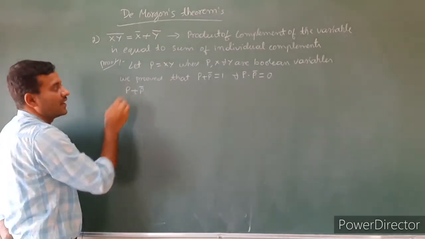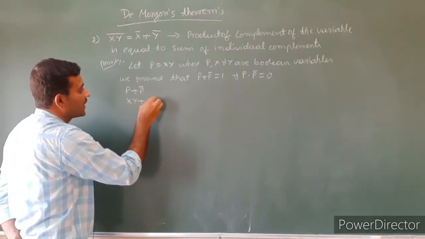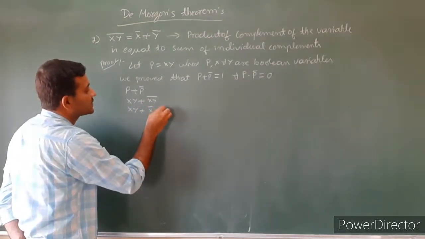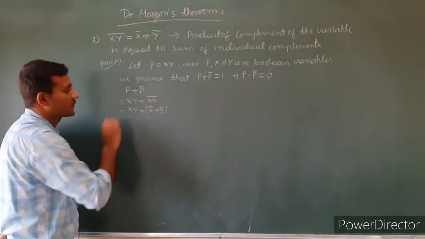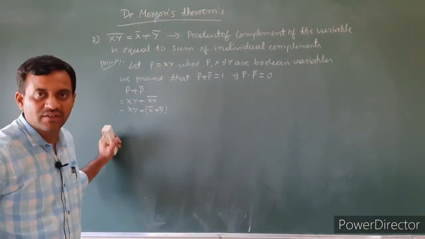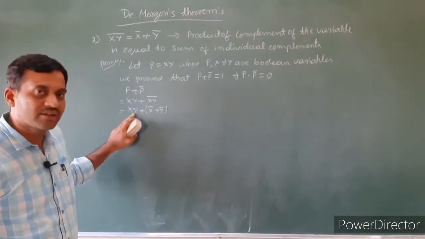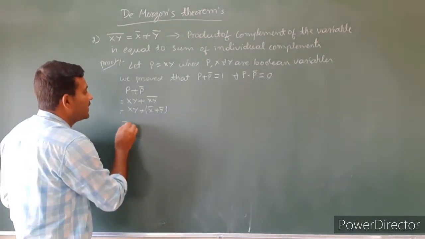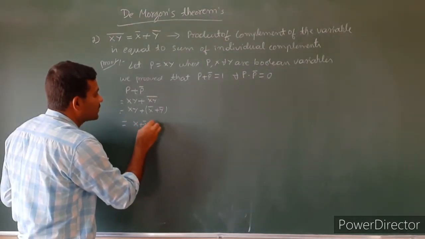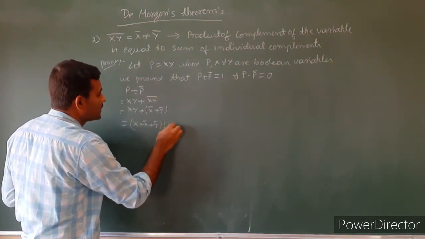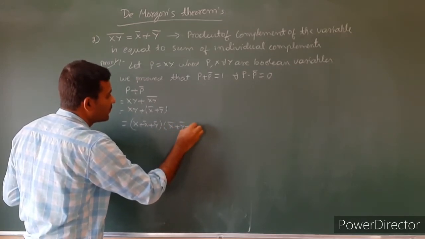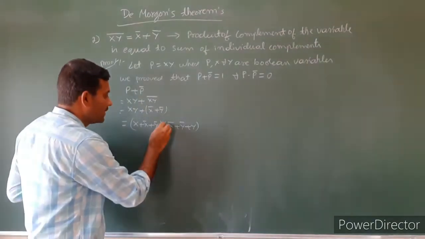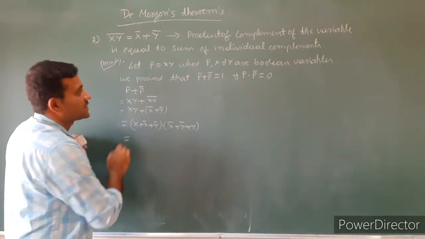What is the value of P here? xy plus xy whole bar. But what is the value of xy whole bar? That is x bar plus y bar. Again xy plus x bar plus y bar. Apply the distributive law. How to apply? That is (x plus x bar plus y bar) as one term, and another one is (x bar plus y bar plus y) as another term. See here, there is a multiplication. What is the value of x plus x bar?